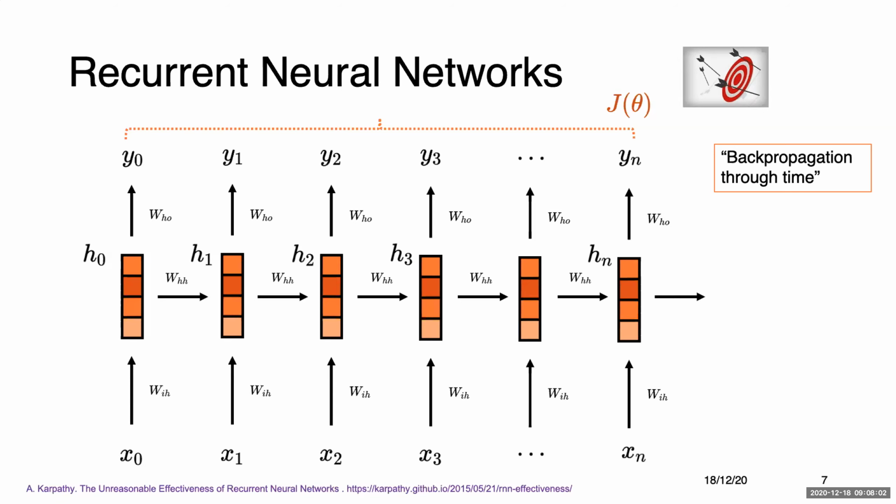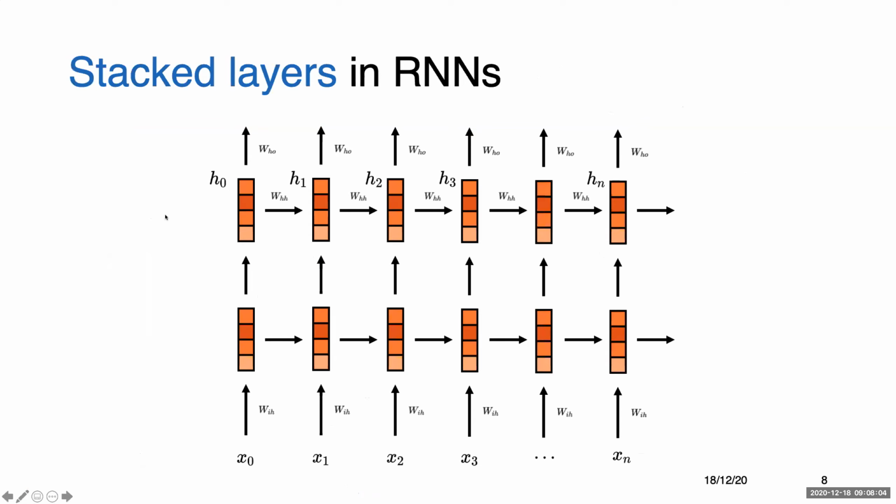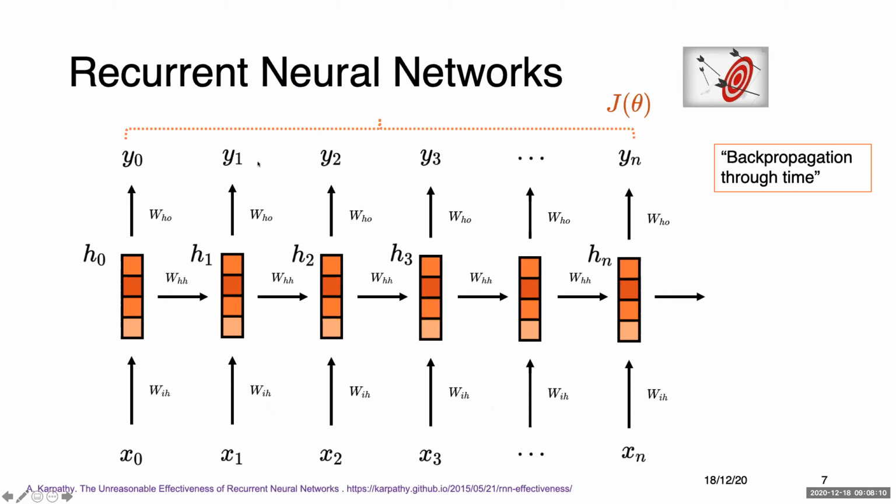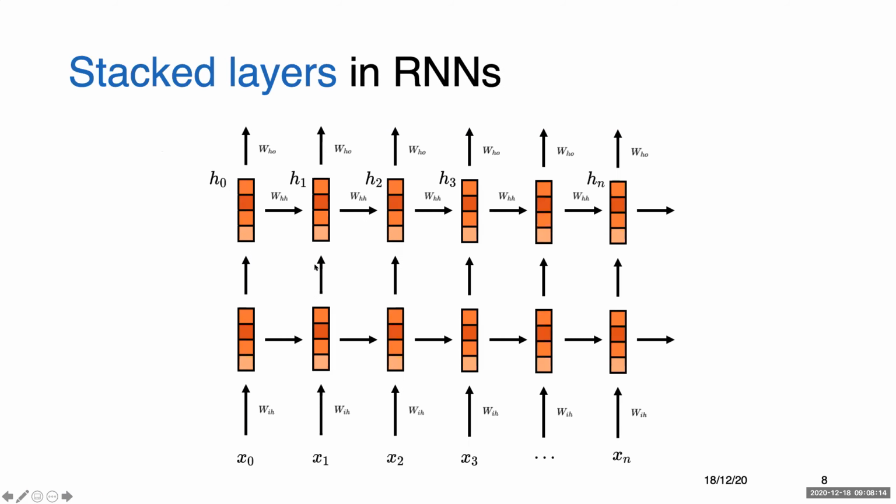Then we can play with the architecture. For example, we can stack different layers in recurrent neural networks. In this setup over here, you just take the output of the first layer and feed it to the second layer, and then you use as output the output of the second layer.